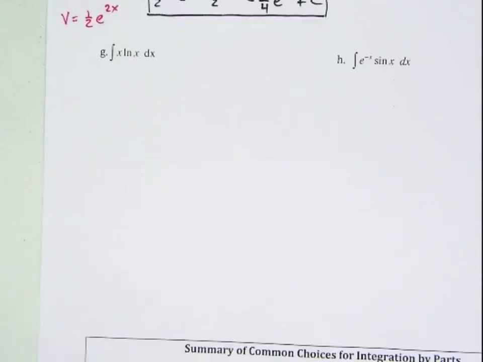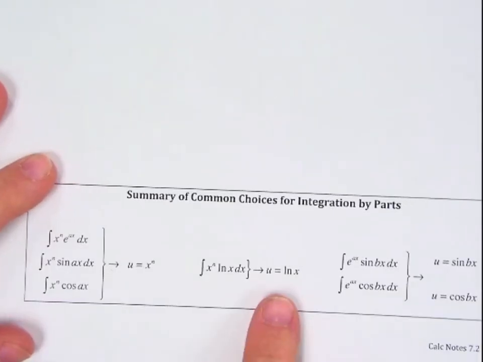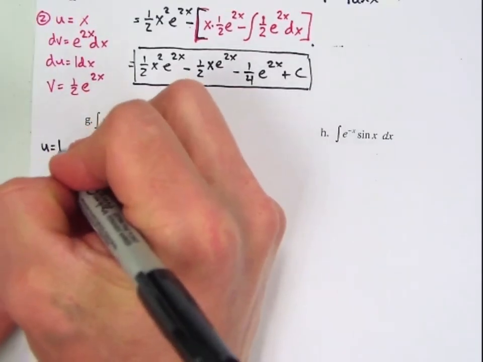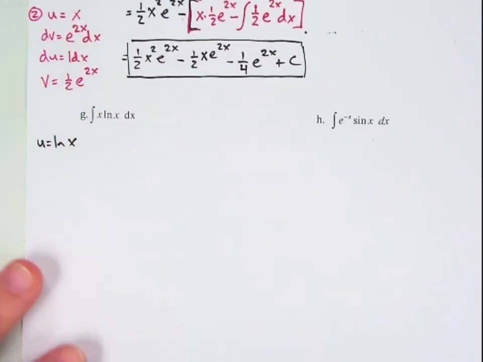Our next one. This is another easy one. x ln x. So what are we gonna let u equal? Let's make it ln x. u is gonna be ln x here, because it just turns into 1 over x. So notice here, x will have a simpler derivative, but it's a lot easier to integrate the x.